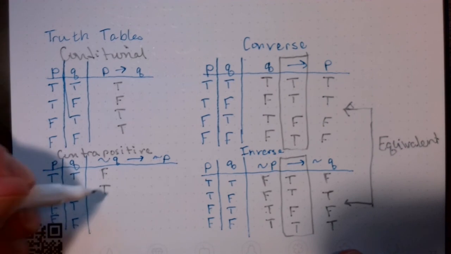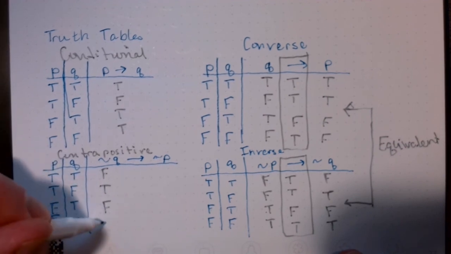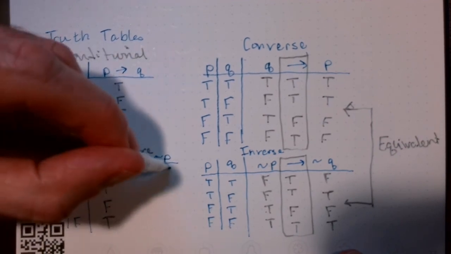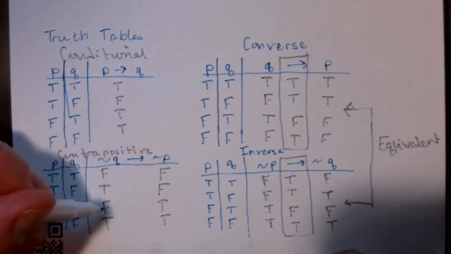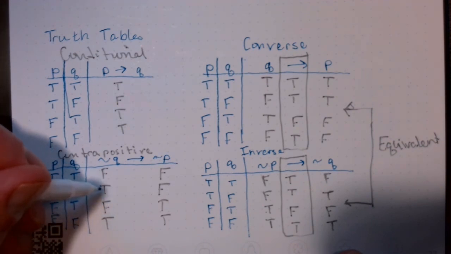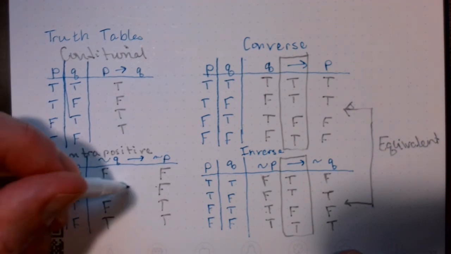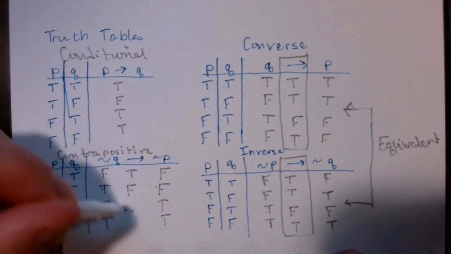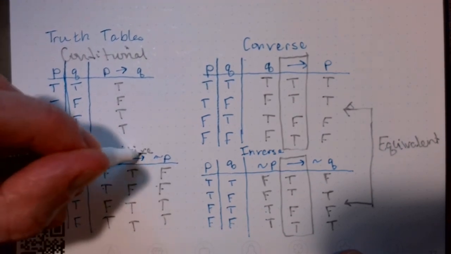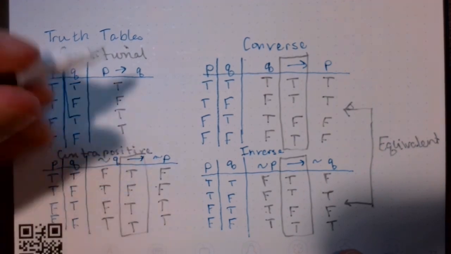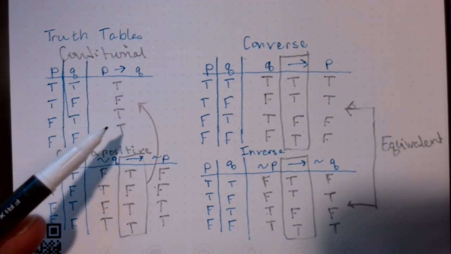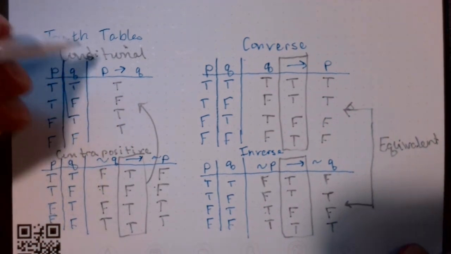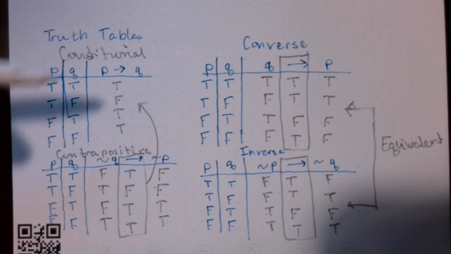Lastly, let's do the contrapositive. I'm going to put the negation of Q over here, and over here I'm going to put the negation of P. I'm going to look for the one place where the antecedent is true but the consequent is false. There's the truth table for the contrapositive. And notice it's the same as the truth table for the original conditional statement, showing that these two are logically equivalent.